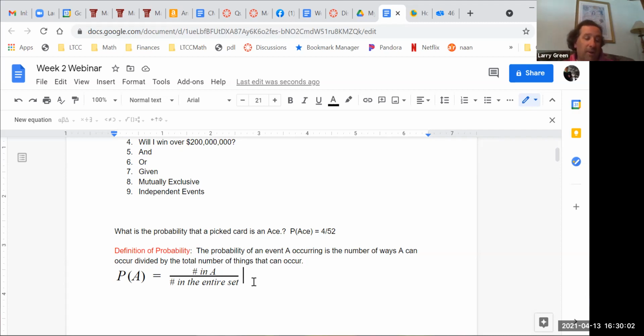For example, and we're not going to do this one, but just to let you know how hard something could be: what if you picked 5 cards and you wanted to find out the probability that you got a straight, which means 5 cards all in a row.